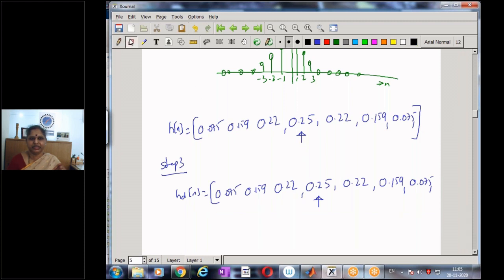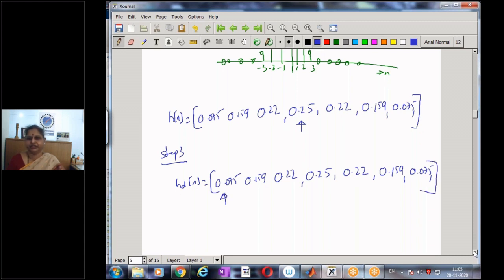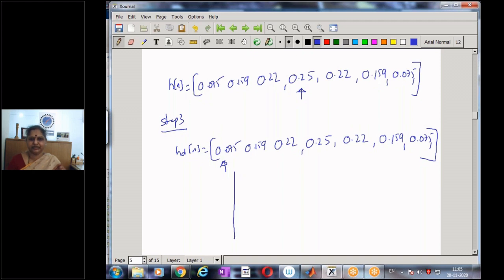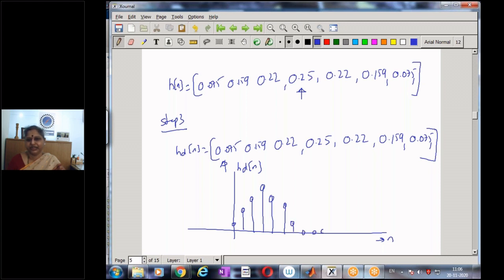But instead of the origin being at the center, now I'm going to shift my origin here. And then I have a causal FIR filter. So now if I sketch the impulse response of the designed filter, say I call this HD of n, the final design filter is 0.075, then 0.159, then 0.22, 0.25, 0.22, 0.159 and 0.075, and we have, as required, a filter of length 7.